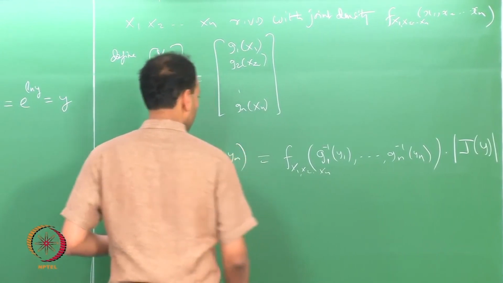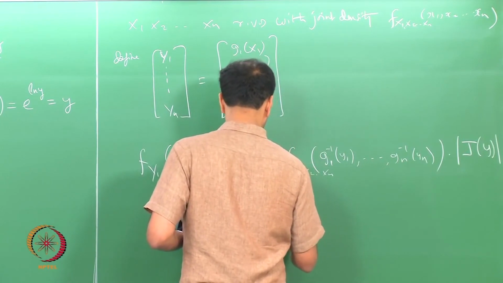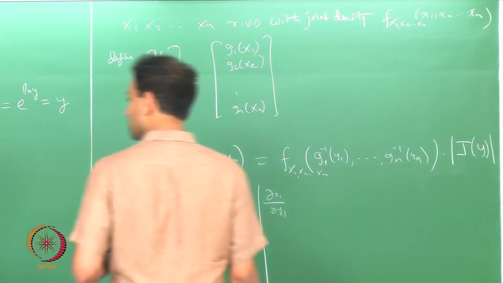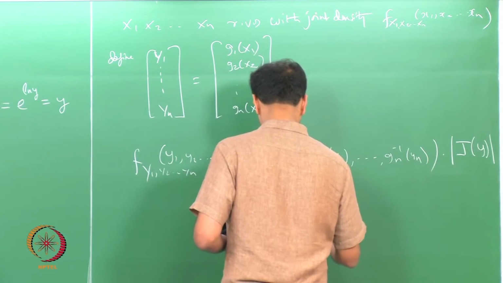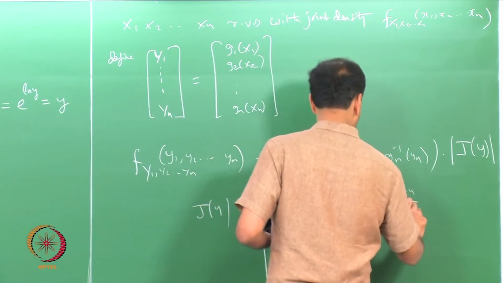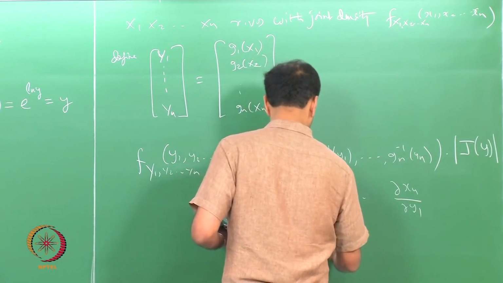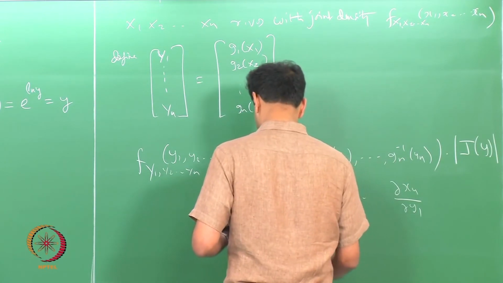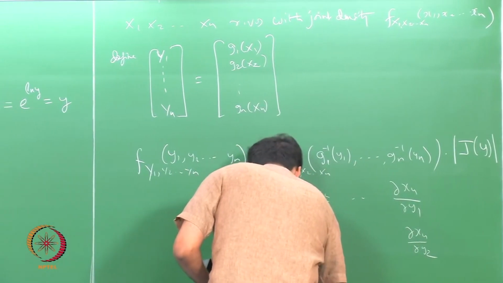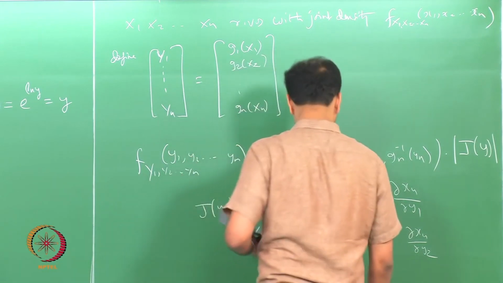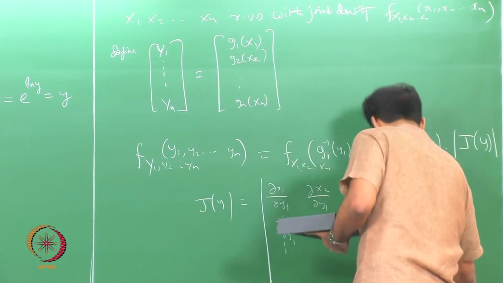So, j of y should be like the determinant del x 1 del y 1, del x 2 del y 1, del x n del y 1 dot dot dot. So, here you will have terms like del x 2 del y 1, okay, del x 2 del y 2, del x n del y 2 and so on, and finally you will have del x 1 del y n dot dot dot del x n del y n, determinant of all that.